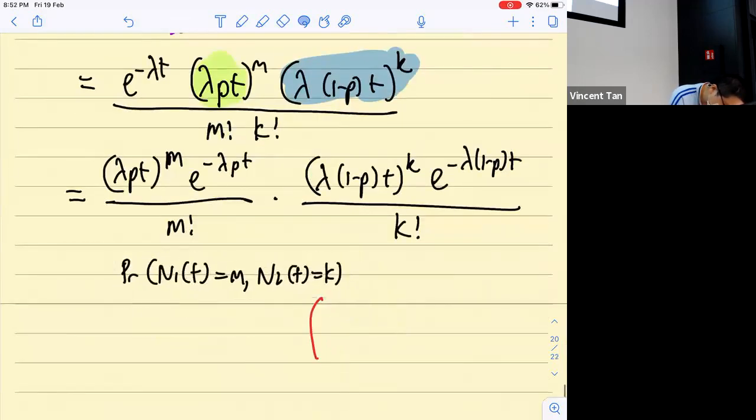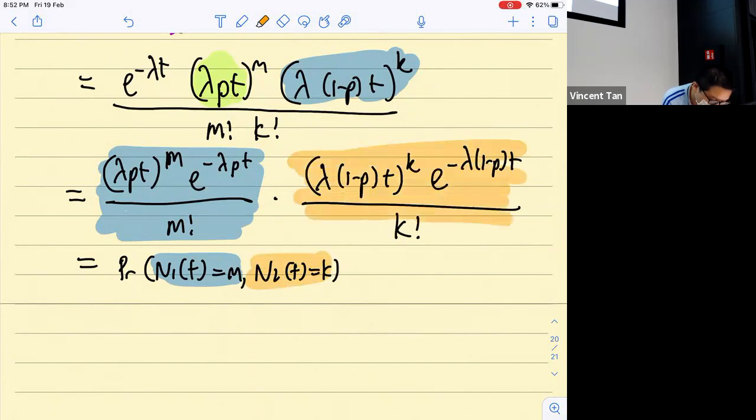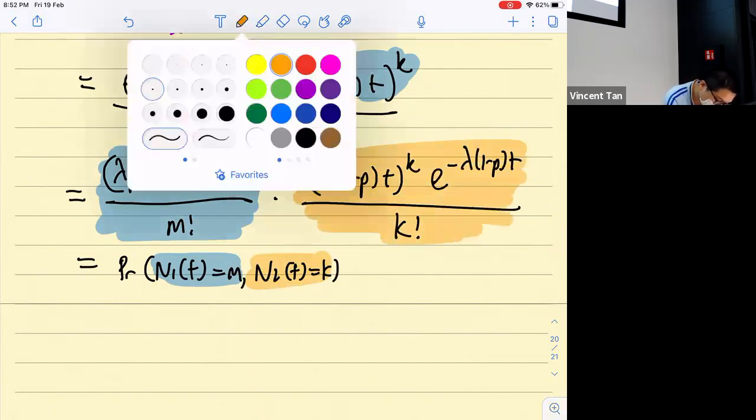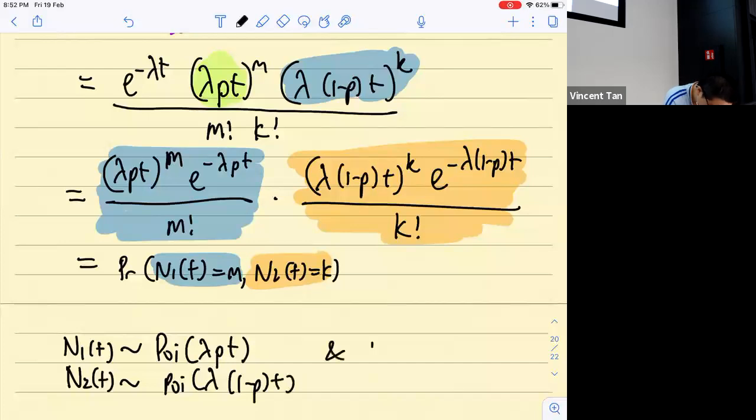What we have shown here is that this is equal to that. So this part here can be interpreted as a Poisson distribution, and this part here is another Poisson distribution. So what we have shown up to this point is that N1 of t is distributed as Poisson lambda p t, N2 of t is distributed as Poisson lambda 1 minus p t, and N1 of t is independent of N2 of t.